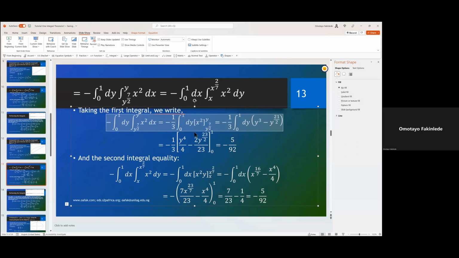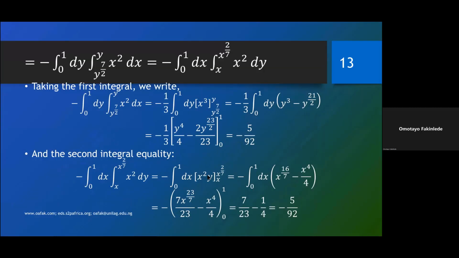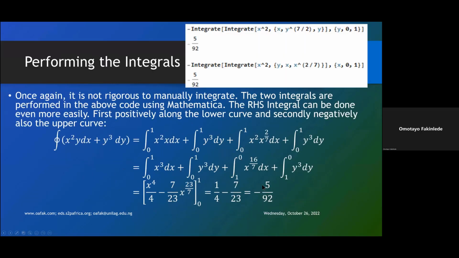And then everything else follows the same path, except that the path of integration is different. So it is only those evaluations, and here you have minus 5 over 92, minus 5 over 92. And then this is using Mathematica to do the area integration. You get minus 5 over 92. And then going directly to the line integral, you get minus 5 over 92. So if you look at those, please do not rush over this. This is very important. Understand.